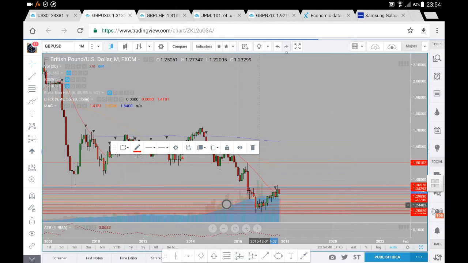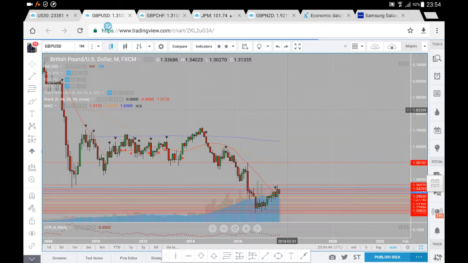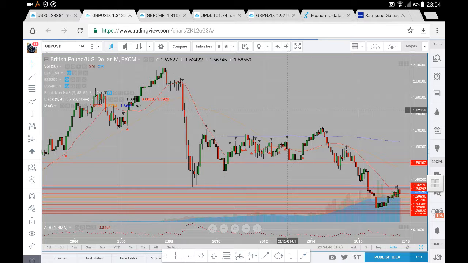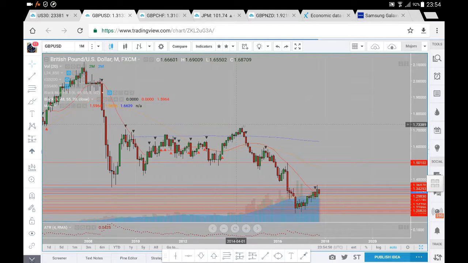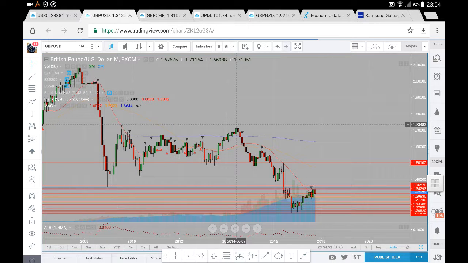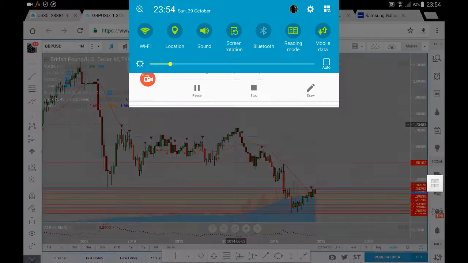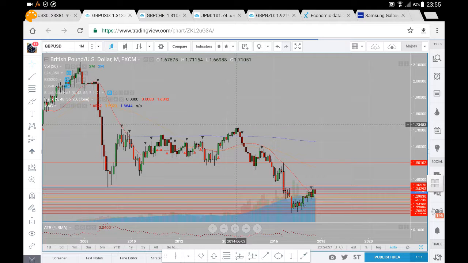Sorry about that. So we did go into this bit of a consolidation. Let's grab the pen, makes it a bit easier. So we did go into this bit of consolidation here. We seem to have broken out with this candle, and we did seem to be heading upwards, well, it's pretty clear we're heading upwards.